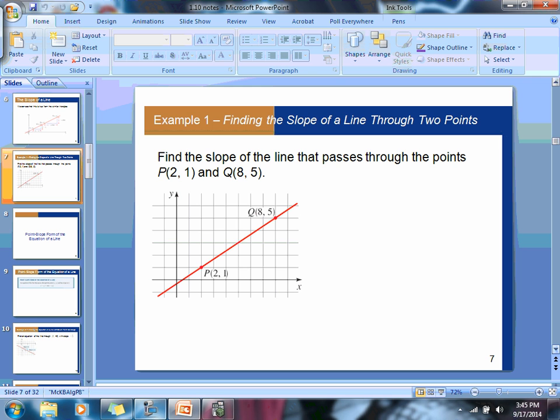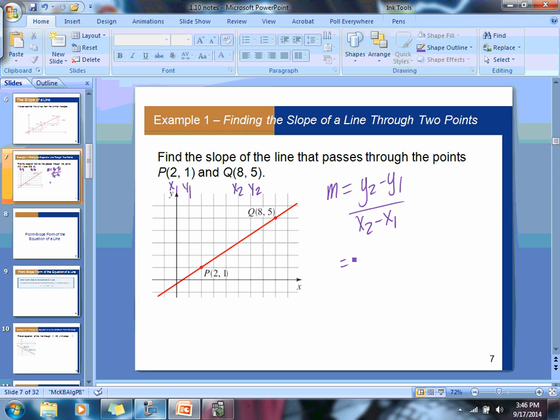So let's practice it. Let's find the slope of the line that passes through the points P and Q. And P is 2, 1, and Q is 8, 5. So we're going to use our equation. M equals y2 minus y1 over x2 minus x1. Again, it doesn't matter which ordered pair you call x1, y1, and which one you call x2, y2. If you need to label them, label them. That's totally fine. There's no shame in that.